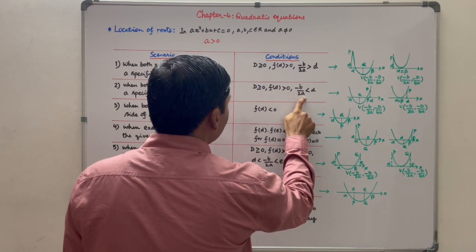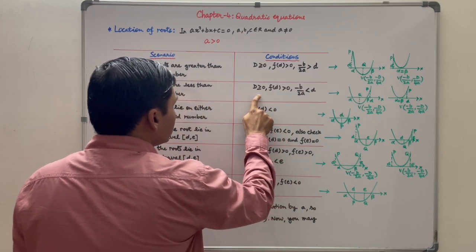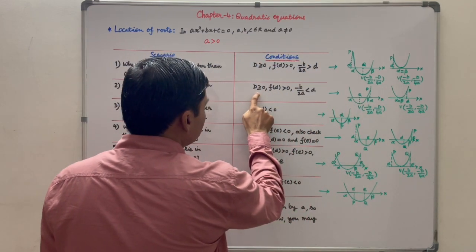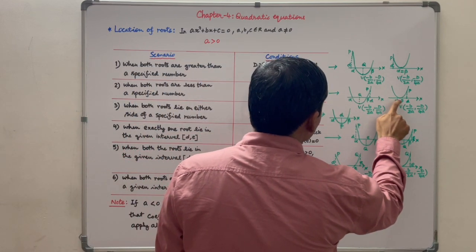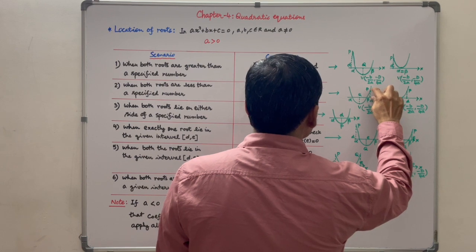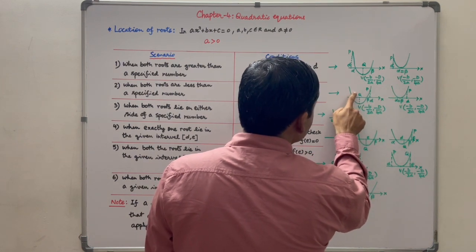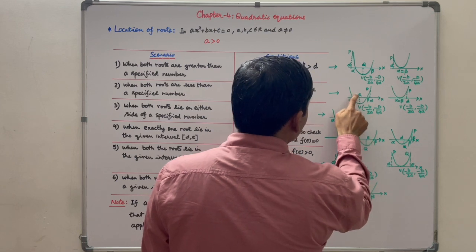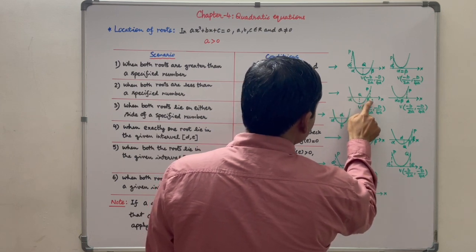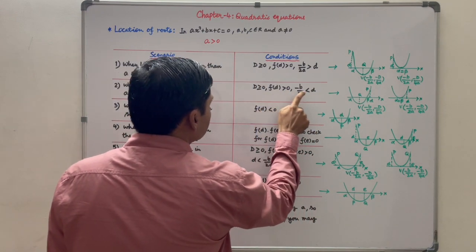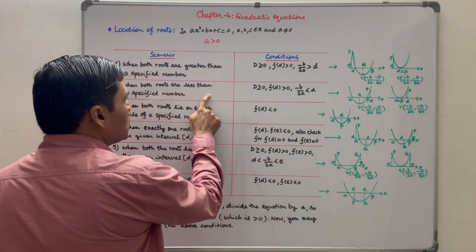Let us understand them one by one. D is greater than 0 means roots are real and distinct. D is equal to 0 means roots are real and coincident. Clearly, Fd is greater than 0. Point Q represents x is equal to minus b by 2a. So, minus b by 2a is less than d. And this is condition number 3. So, these three conditions are applicable in this scenario.